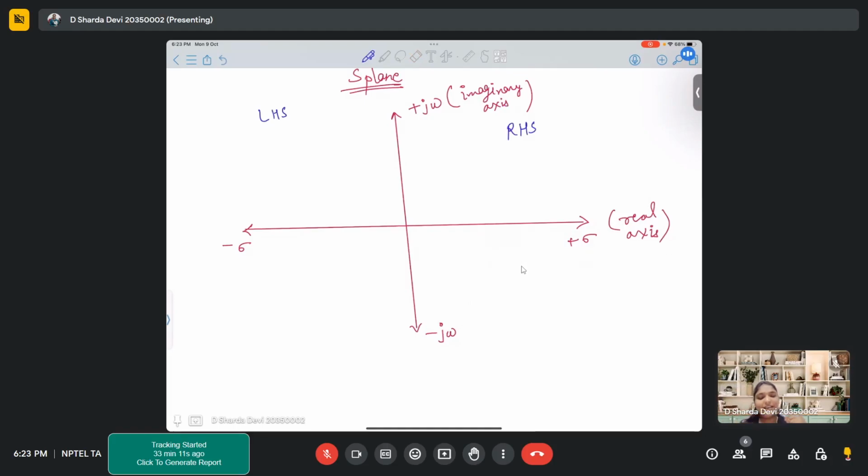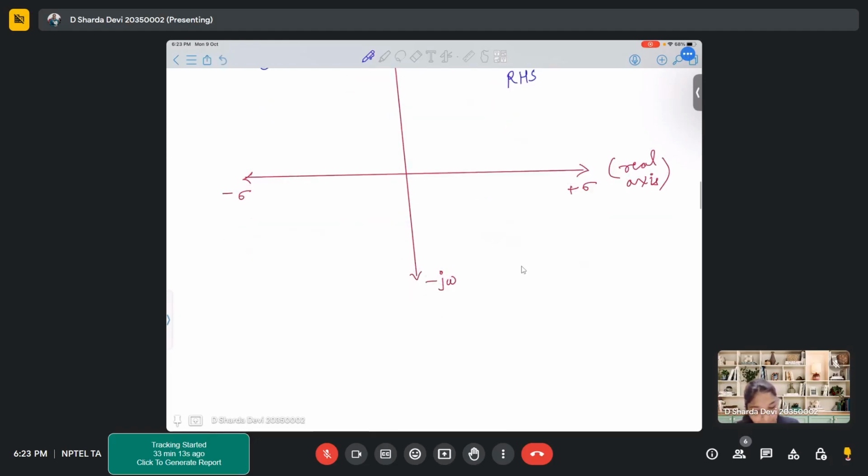So let's take a two-pole system, with poles P1 and P2.